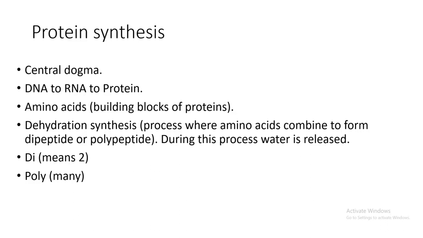Whenever two or more amino acids combine, this process is called dehydration synthesis. If you've got two amino acids combining, two means two, so we form a dipeptide. Remember from grade 10, poly means many. So if you've got three or more amino acids combining, then we form a polypeptide.